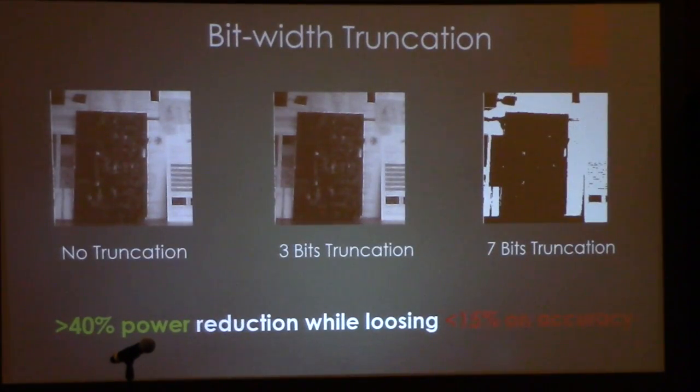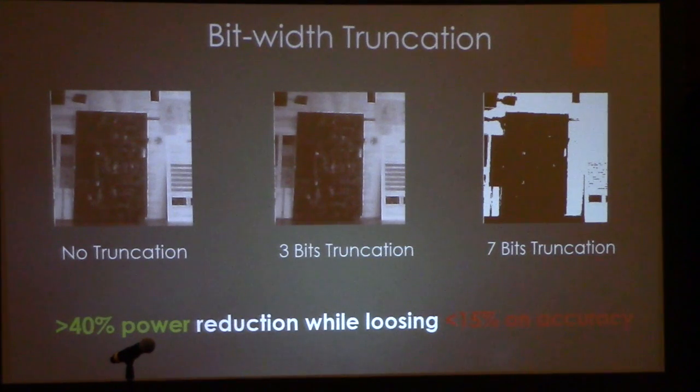So the next trick was, can we truncate the bit representation of pixels and still get the same sort of accuracy? Of the three photos you're seeing here, the one on the left is the non-truncated version. The middle one has been truncated by 3 bits, basically a 5-bit representation for each pixel. And the last photo is just a single-bit black and white sketch. To the human eye, between the first and second photo, there's not much difference.